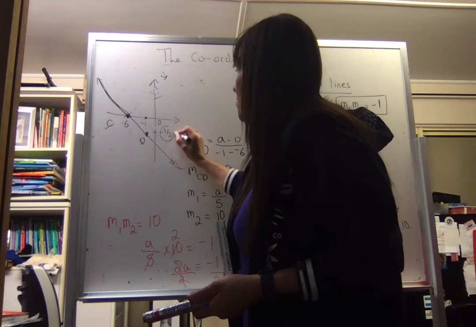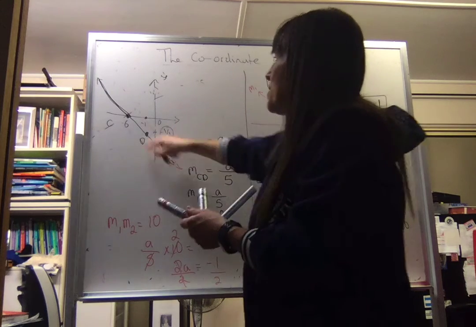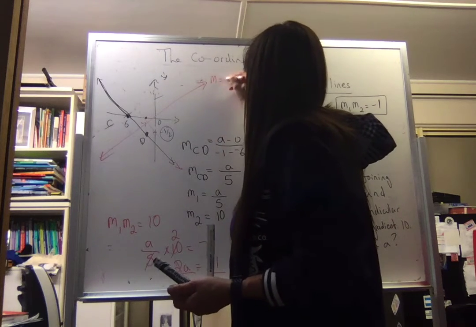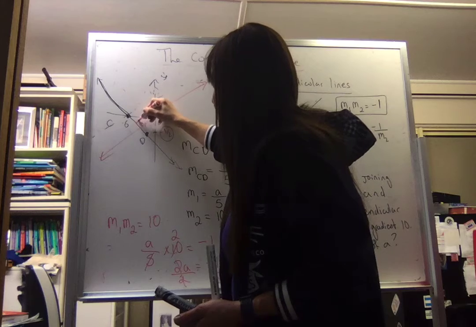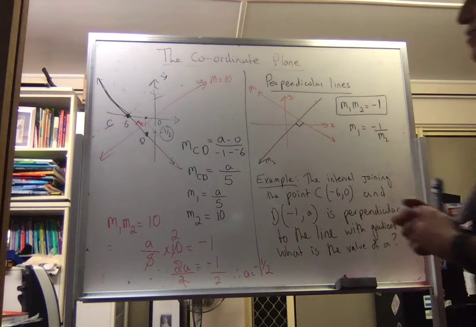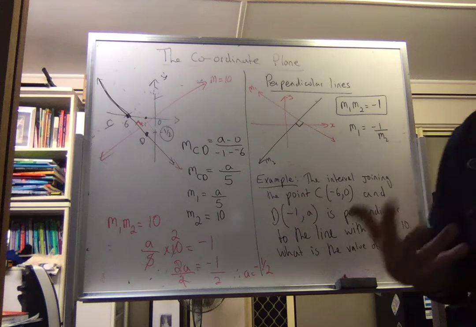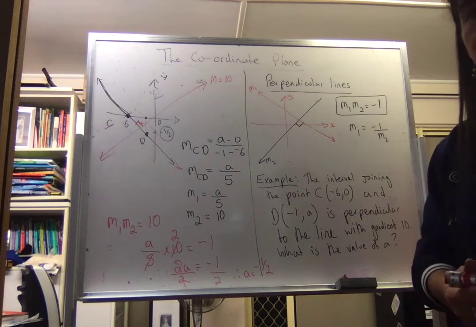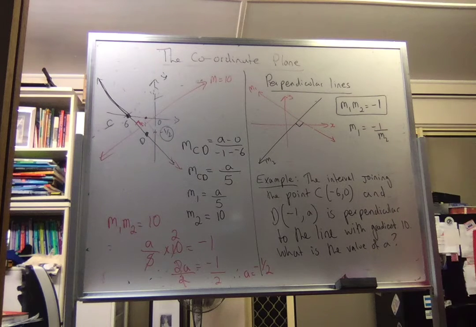All right, I found the value of a, and the line perpendicular to this one had a gradient of 10, so it was the other way. So there you go. Sometimes looking at diagrams just helps you realize and think what's going on. Okay, so that's perpendicular lines and parallel lines. Now you should be able to do exercise 6B. If you have any questions, send them to us.